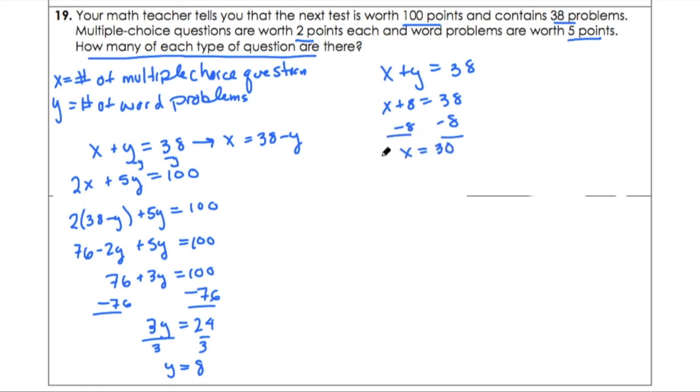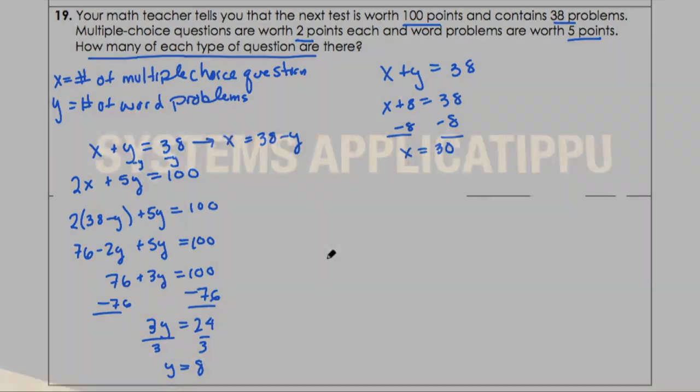Make sure you finish by answering the question and saying that there are 30 multiple choice questions and 8 word problems, and then check back with us for more systems of equations applications.